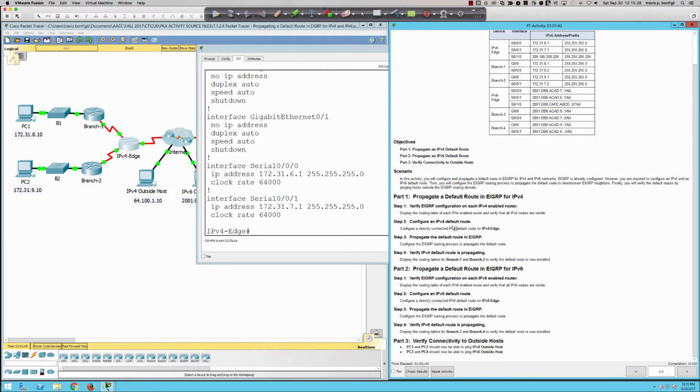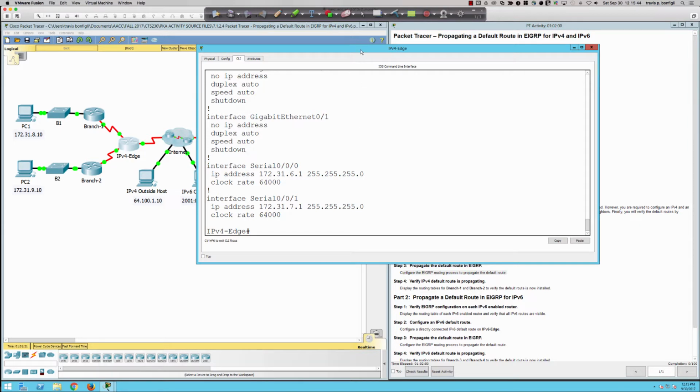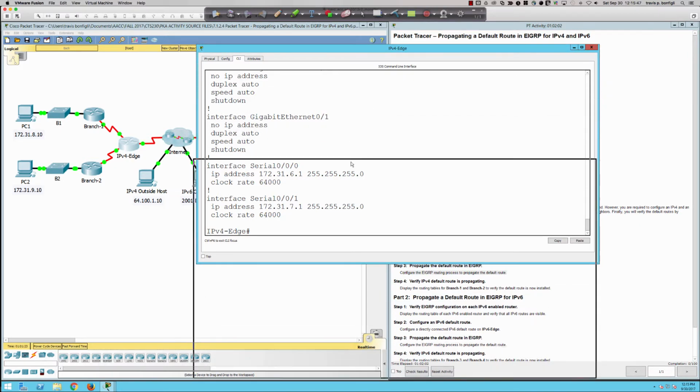All right, so now we've taken a look at that setup. Now it says propagate the default route into EIGRP. It says configure the EIGRP routing process to propagate the default route. Well, there's a couple of ways we can do this. So let's talk through how we're going to accomplish this.